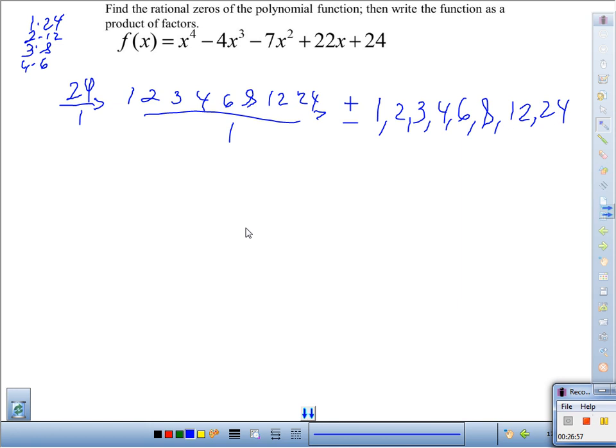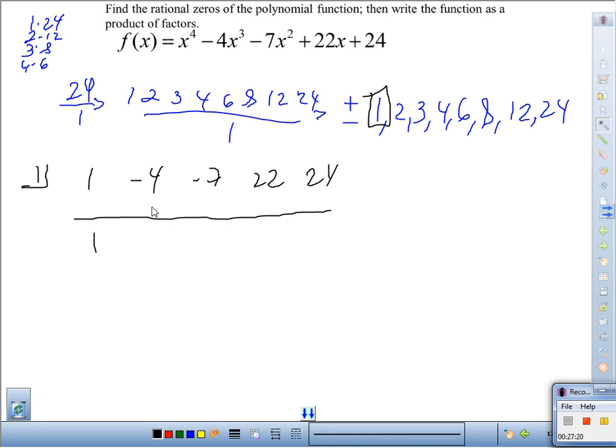All right, so where do we start? We'll start with 1 or -1. 1, okay. So then we got 1, -4, -7, 22, and 24. 1 times 1 is 1, combine, -3. 1 times -3, combine, that's -10. 1 times -10, -10, combine, that's 12. 1 times 12 is 12, combine, that's 36, that's not a 0.